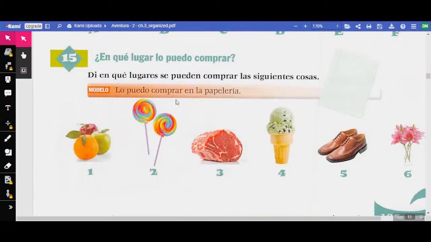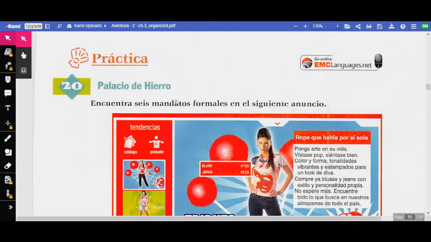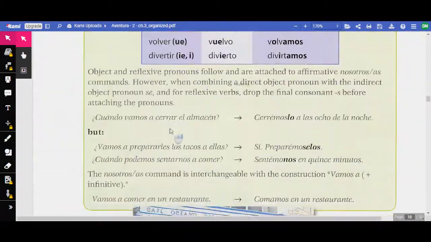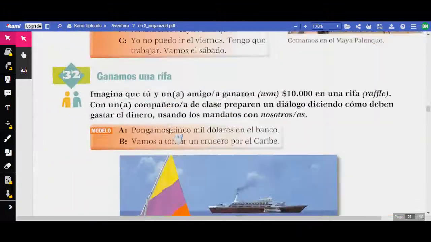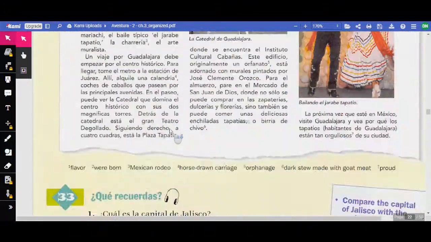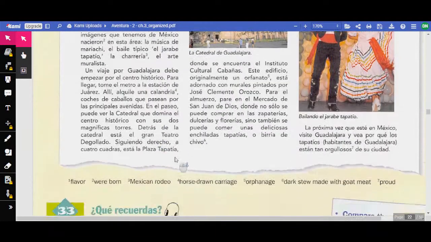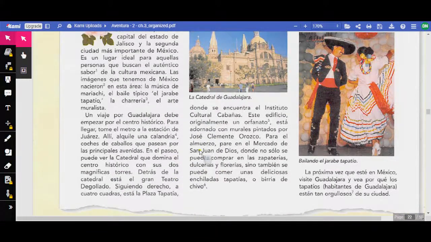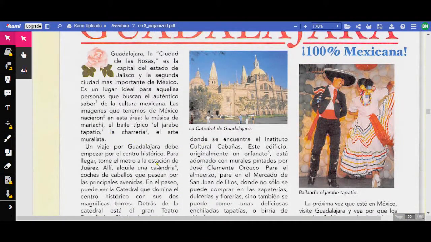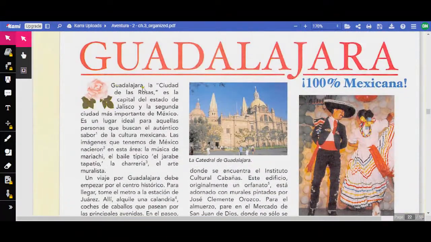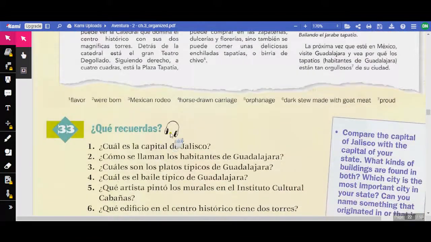Now let's jump to 118. This is the other page that I want you to concentrate on. In this case, there's going to be a reading comprehension. It could be from this page 119. I'm going to ask you some questions from this page 118. So make sure you prepare and you read what this is about, because I'm going to ask you questions.